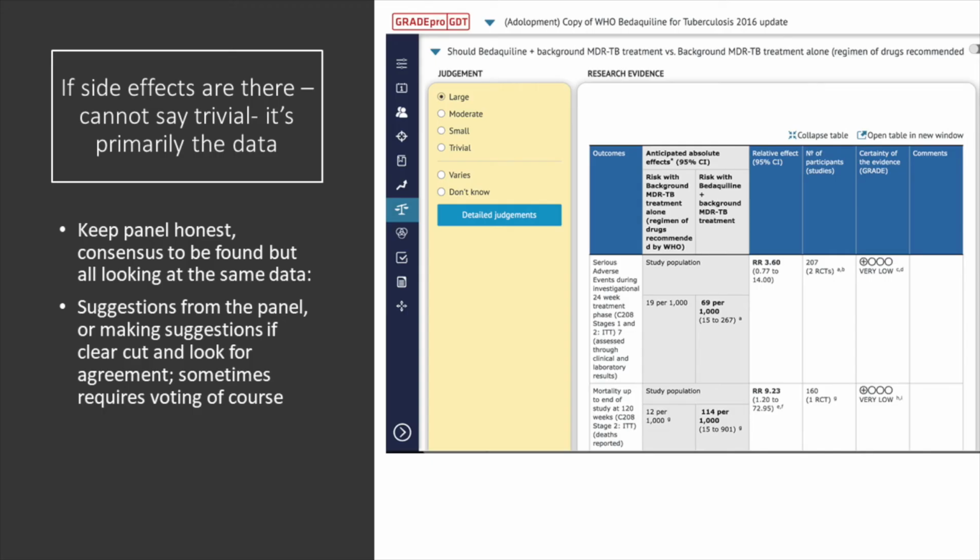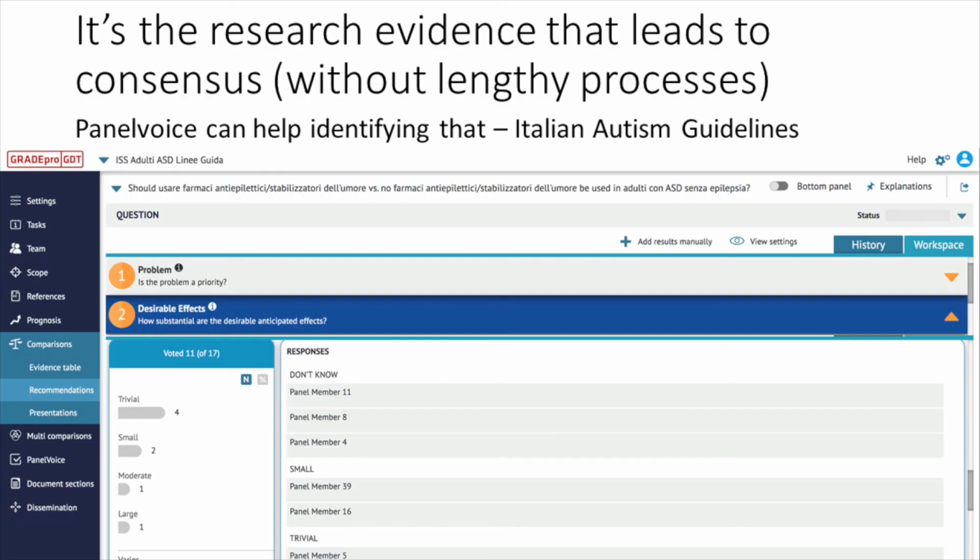Okay, so in other words, what happens is these evidence to decision frameworks keep panels honest. So for instance, when side effects are large, because it happens frequently, the panel cannot say, oh, there are no side effects, because it comes out of the numbers and it comes out of the separate judgment about the undesirable effects.